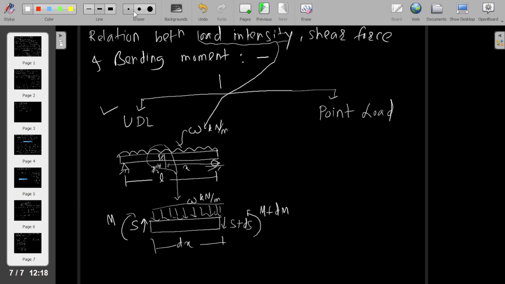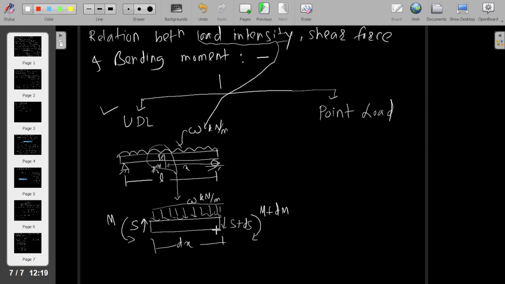Or I can take it in the opposite sign also. Ultimately the sign is not that important, because if you change the sign it depends on you, either negative or positive. You can take hogging as negative and sagging positive, or the other way round. It's not a problem. Now this dx element I am considering is very small.